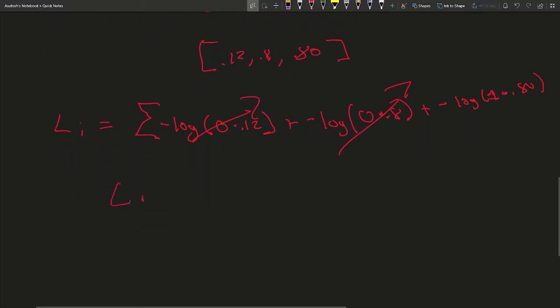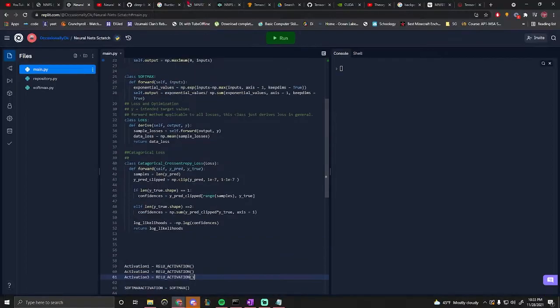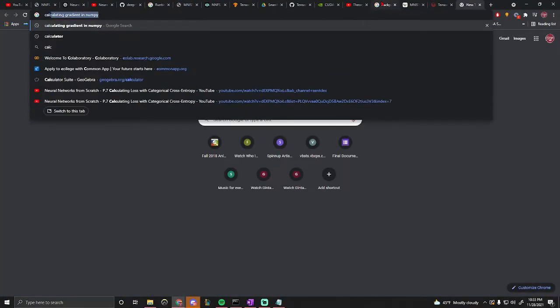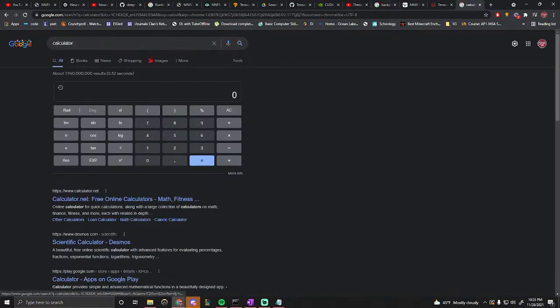So this equation now looks like the negative log of 1 times 0.8. So it's just going to be 0.8. Let's go ahead and calculate this. The negative log of 0.8 is 0.0969. 0.0969 is going to be the loss of this neural network.